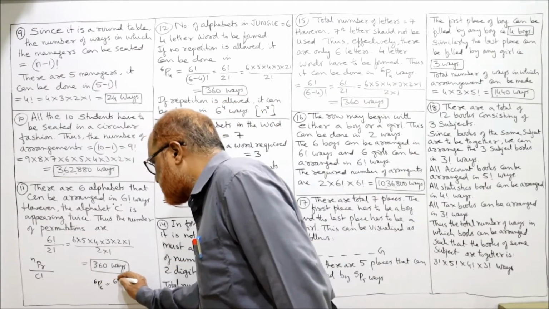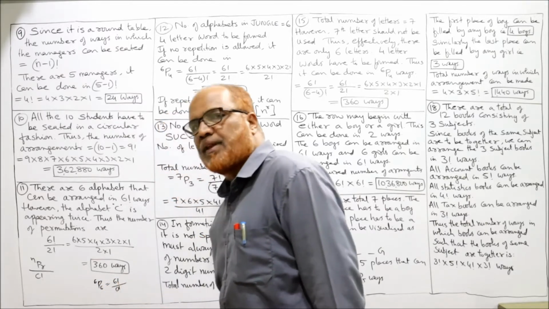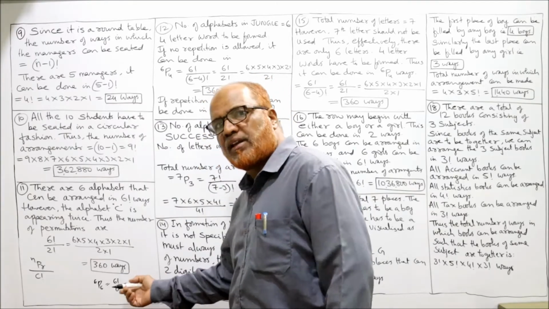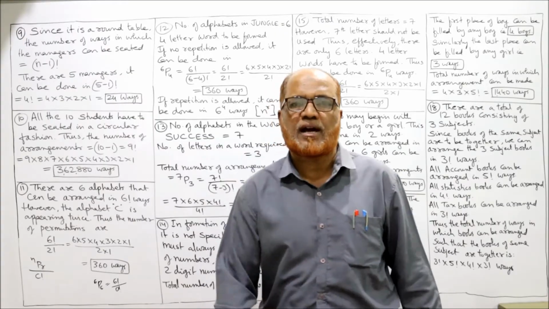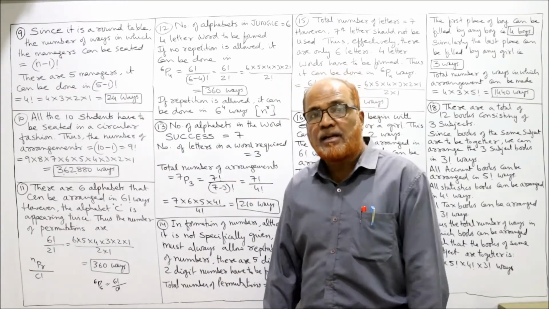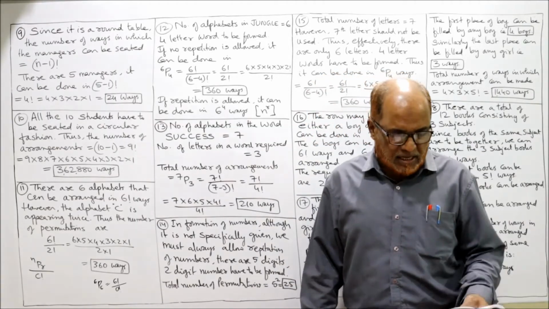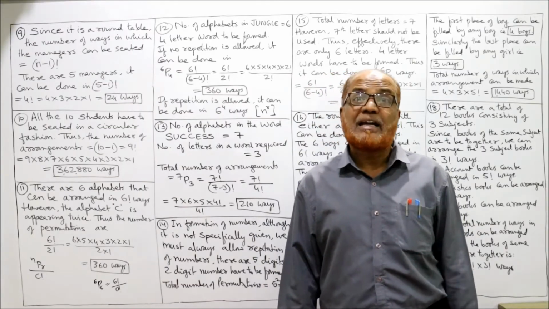6P6 is equal to 6 factorial divided by 6 minus 6, which is 0 factorial, and 0 factorial is nothing but 1. So 6 factorial divided by 1 is 6 factorial only. So 6P6 आपको 6 factorial आएगा numerator में. But denominator, here there is a new point.